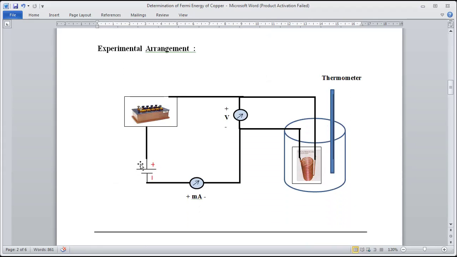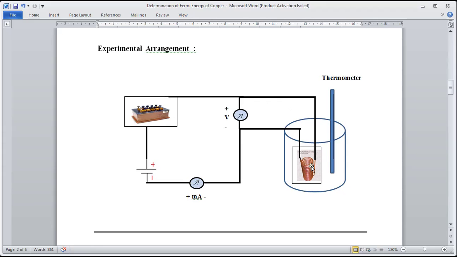Here we are using a battery. It is called a constant current source, meaning the current is not going to change irrespective of the load. That kind of power supply is called a constant current source. And here we have connected a milliammeter, and this is a decade resistance box, and here a voltmeter is there. All these are connected in series, and this combination is connected to this copper coil.